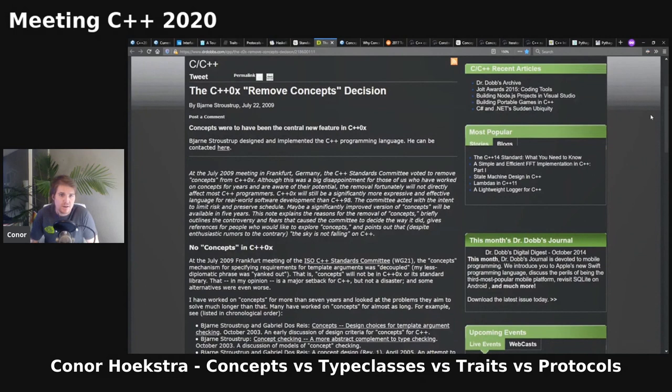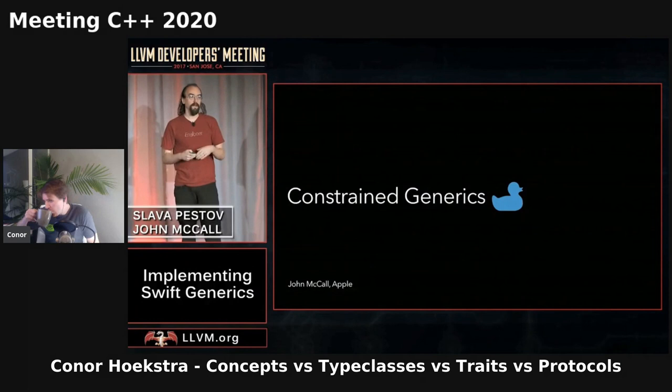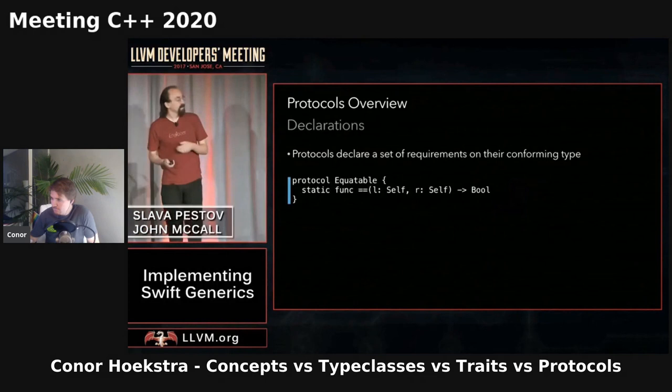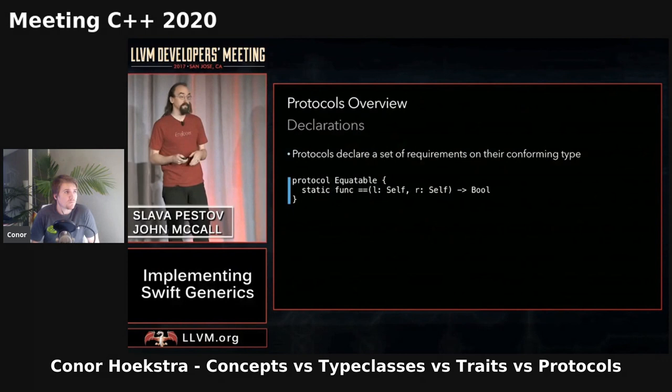The next time I heard comparisons happening was in an LLVM 2017 talk where one of the presenters was John McCall. "So Swift has a very powerful generic system, a very powerful system of constrained generics, and those are expressed by what we call protocols. Protocols are a lot like features that you see in other languages with first-class generic features, such as signatures in standard ML or type classes in Haskell."